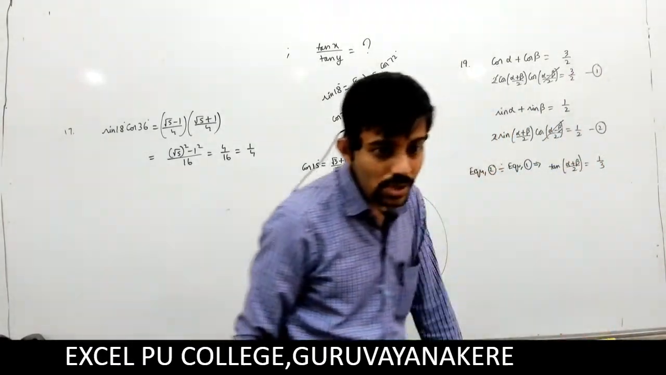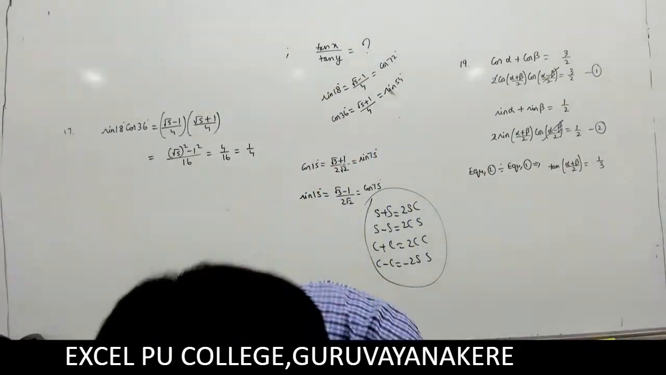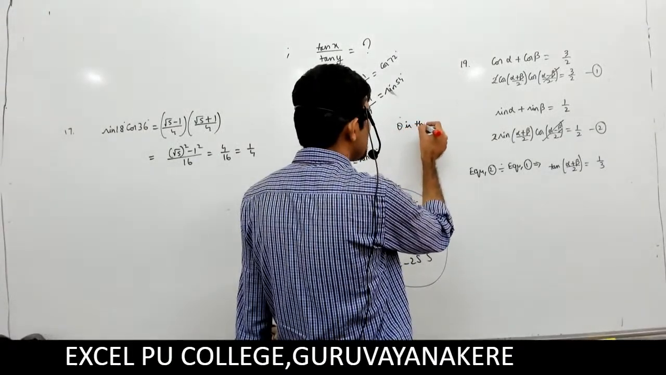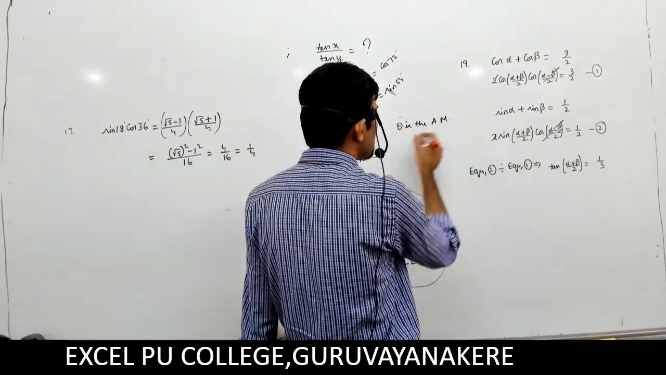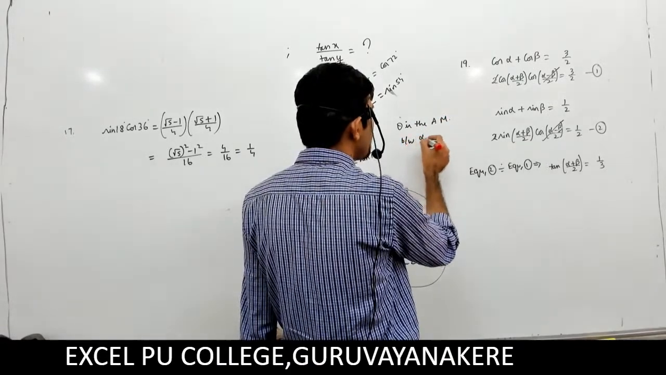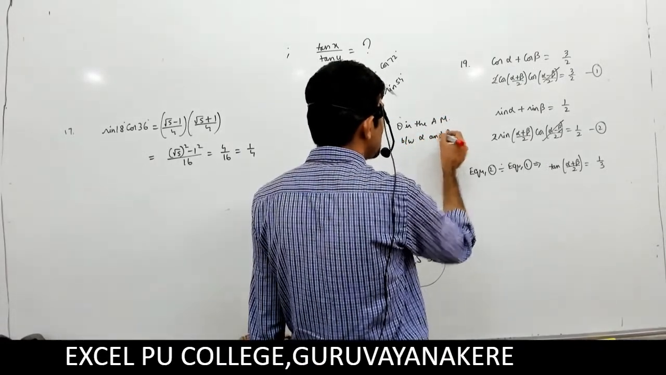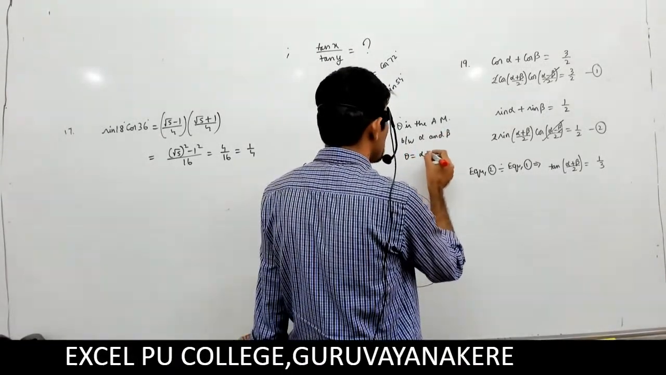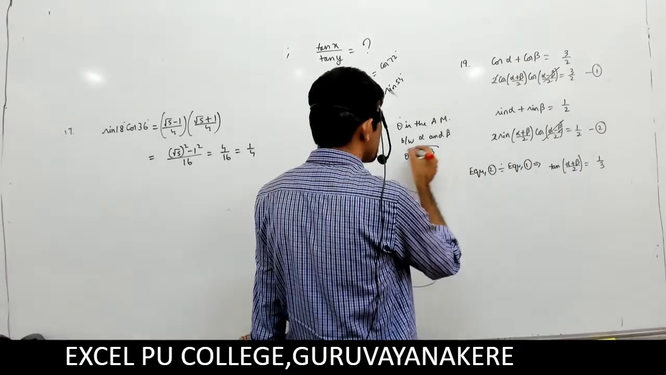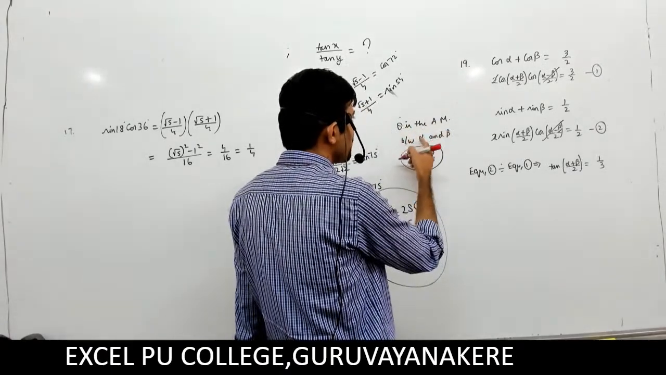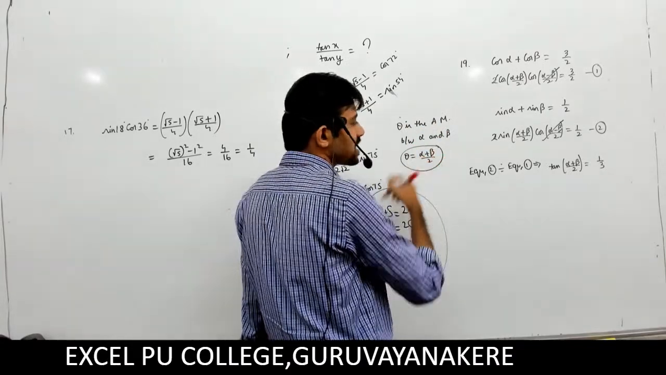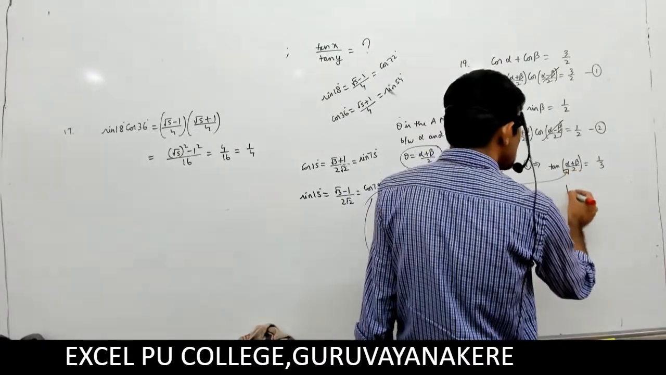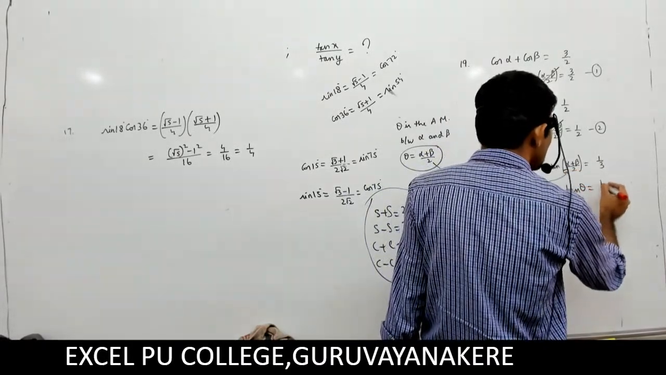Correct? And they told that theta is the arithmetic mean of alpha and beta. Theta is the arithmetic mean between alpha and beta. That means theta is equal to alpha plus beta by 2. So alpha plus beta by 2, I'll substitute here. That is theta, tan theta we get. Tan theta is 1 by 3.